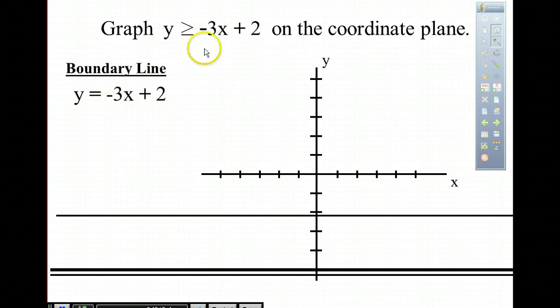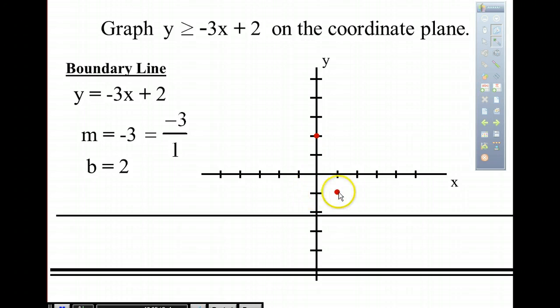Alright, so the slope. First of all, we call it the boundary line, that solid or dotted part. So we have a slope of -3, which is the same as negative 3 over 1, and the y-intercept is 2. Start here. Go down 3, right 1, down 3, right 1. But we can also move the negative to the bottom here. That's equal. 3 over negative 1 is up. There you go.